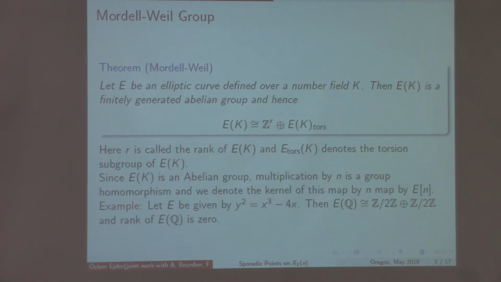All right, so here's an example: the elliptic curve y squared equals x cubed minus 4x. If you look at just the set of Q-rational points, we get the torsion subgroup as Z over 2Z plus Z over 2Z, and the rank is 0. In general, since it's an abelian group, you can talk about the multiplication by n map on this group. That's going to be a group homomorphism, so you can talk about its kernel, and we denote it by E[n].